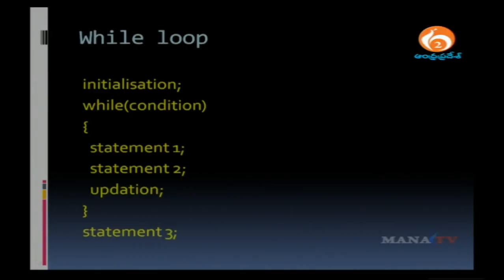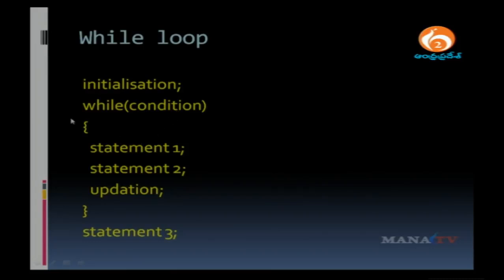Next we go for the while loop. Today our concept is the while loop. In the while loop, first we write the initialization, next while, in the while we write the condition, statement 1, statement 2, and next we write the updation. This is the body of the while loop, and we write the condition here.